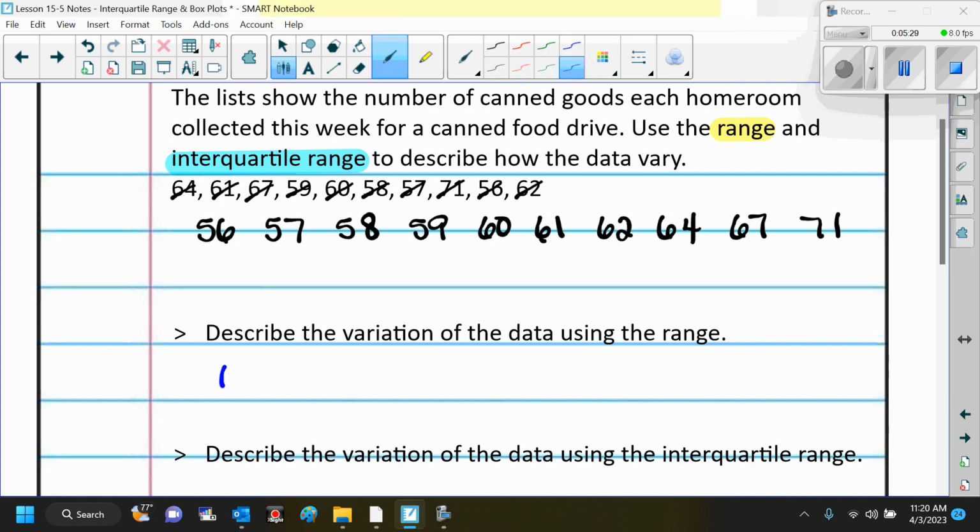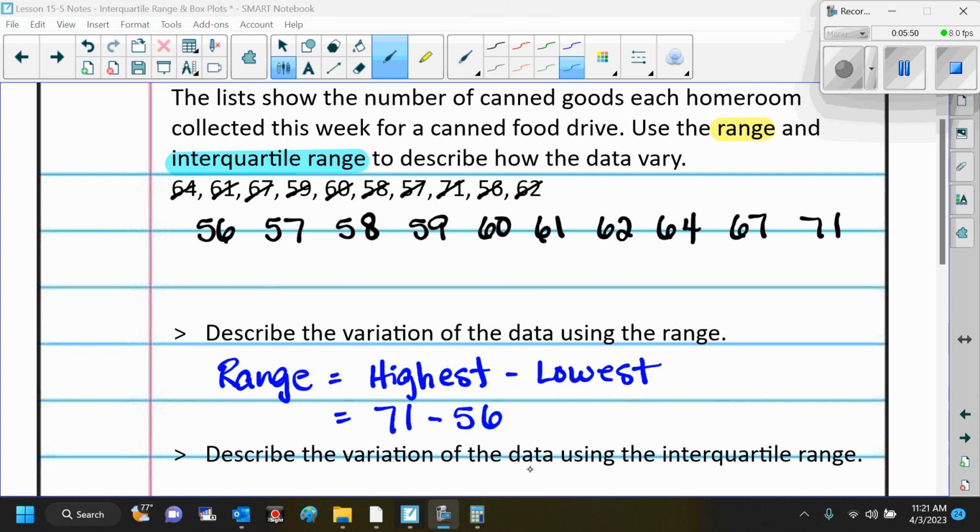So the first thing we want to do is find the range. And that is the highest number minus the lowest number. Okay, so this is the highest minus the lowest. So the highest number is 71 minus the lowest, which is 56, and that's going to give us 15. And now we want to find the interquartile range.